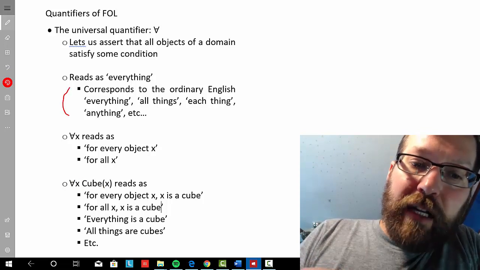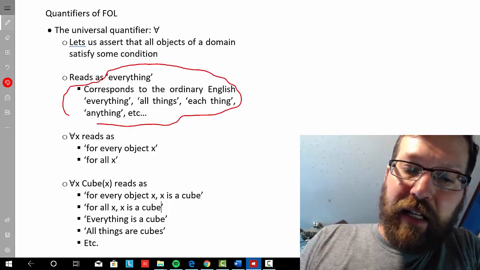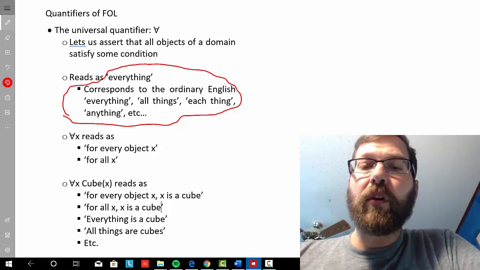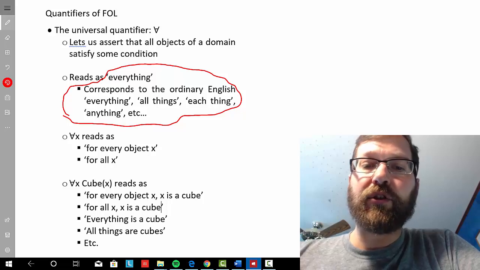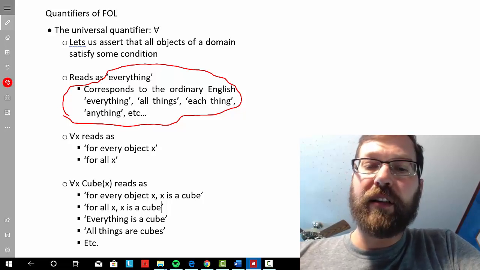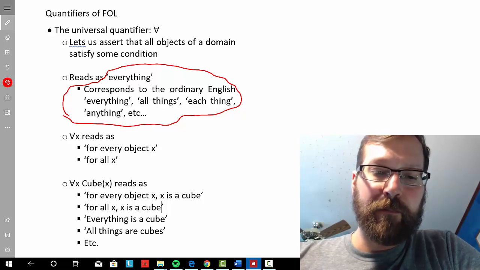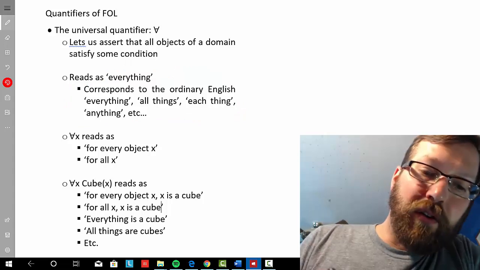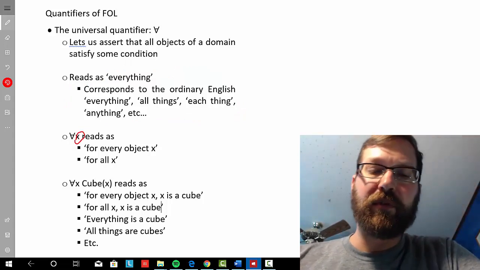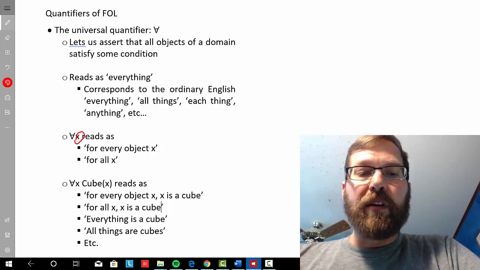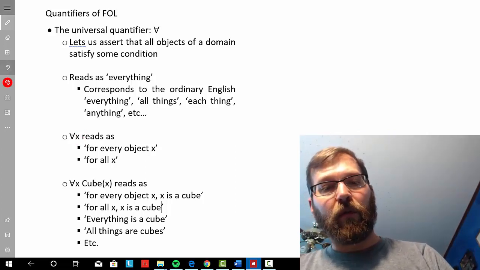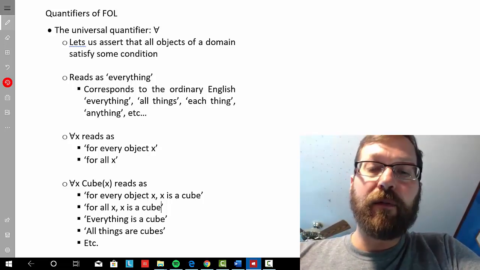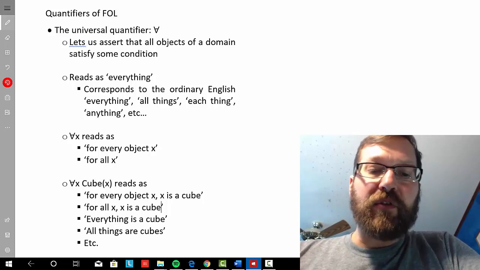So as a result, we read the universal quantifier as everything or all things, and it indeed corresponds to the ordinary English locutions: everything, all things, each thing, anything, so on and so forth. So when we come across the universal quantifier with a variable next to it, and we'll talk about variables in a moment, the jargony way of reading it is for every object x, for all x. Those are the two main ones.